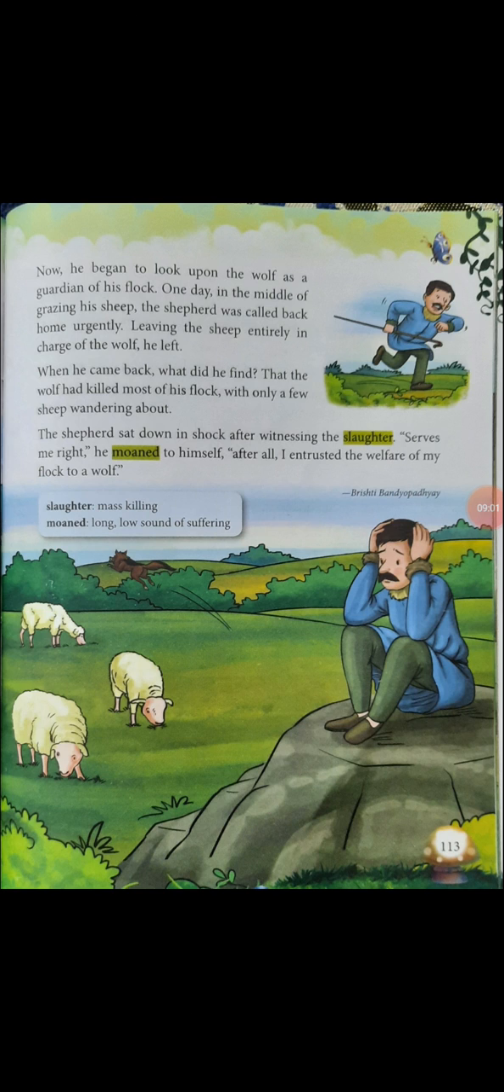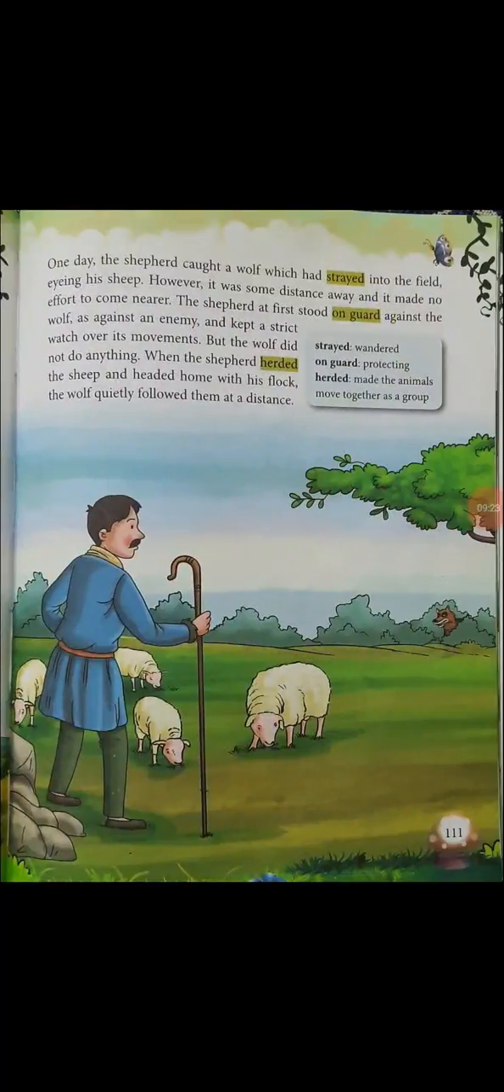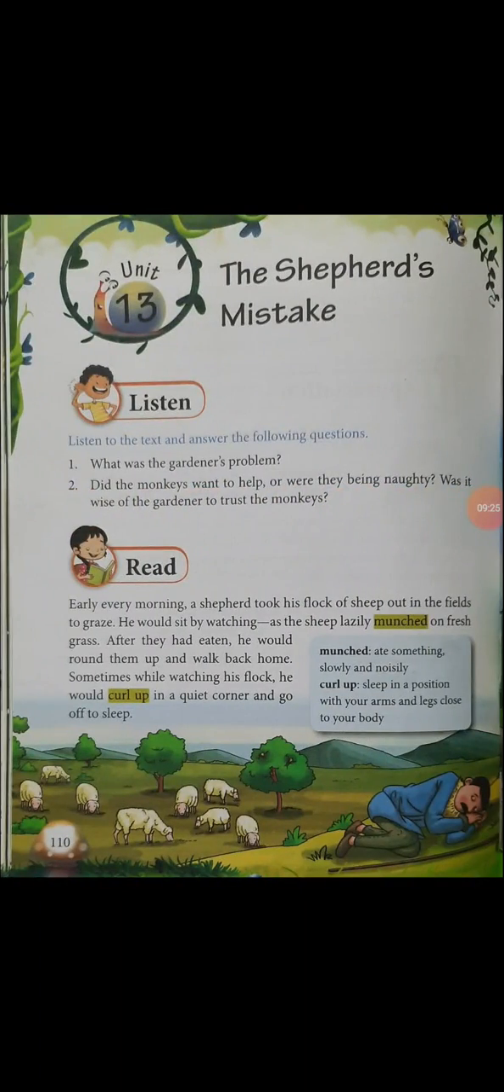So the story is all about the shepherd's mistake, because the shepherd trusted a wolf and the wolf killed all his sheep. And see, the wolf was just waiting for the opportunity to kill the sheep. He was just waiting. So this is the mistake of the shepherd.